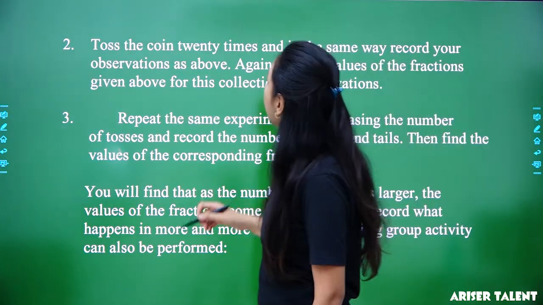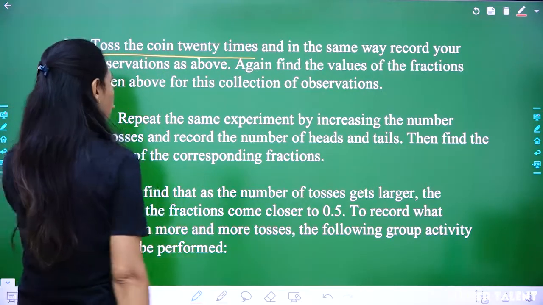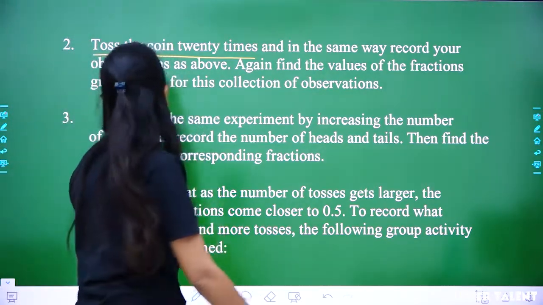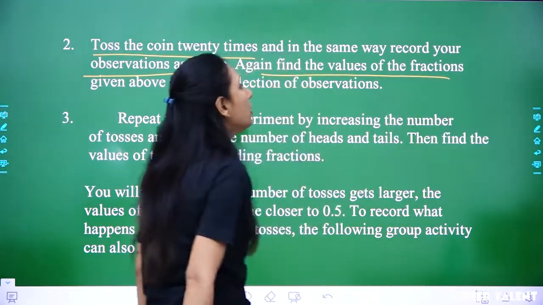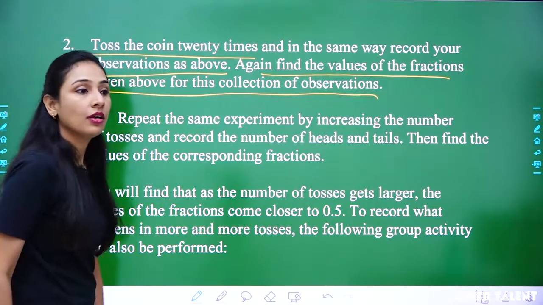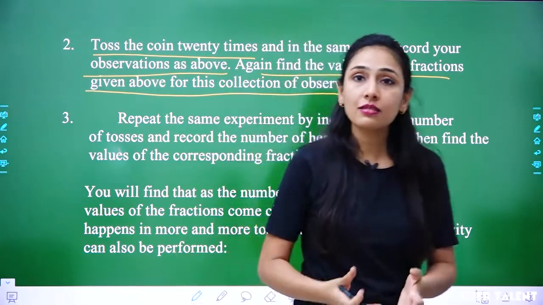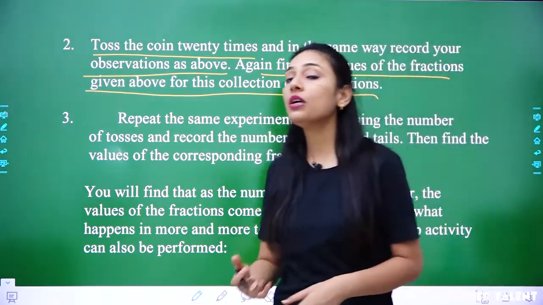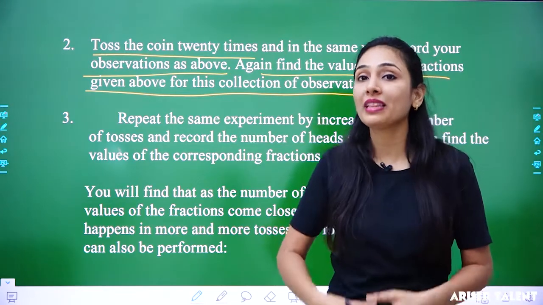Now, toss the coin 20 times. This time you're going to toss it 20 times and record your observations the same way as above. Again, find the values of the fractions given above for the collection of observations. What you did this time is just increase the number of trials. Number of trials means how many times you are performing the activity.